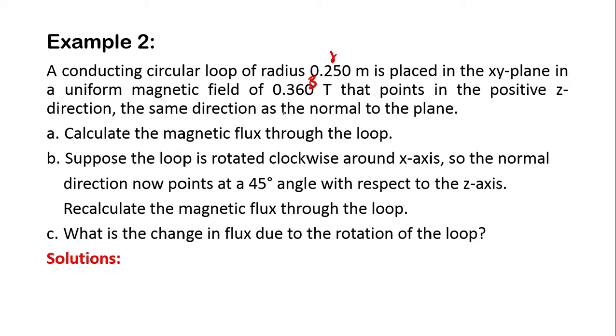The same direction as the normal to the plane. Okay. Calculate the magnetic flux through this loop. So kat sini BA cos theta.